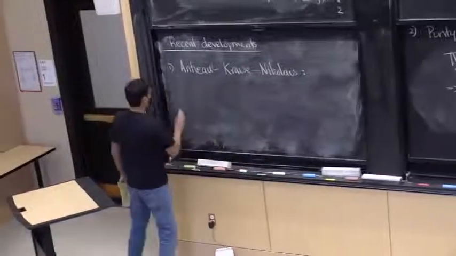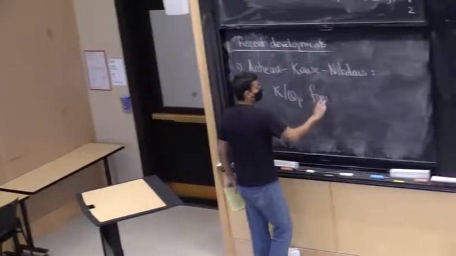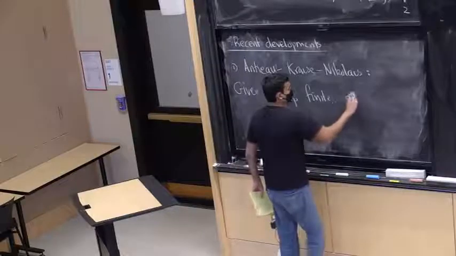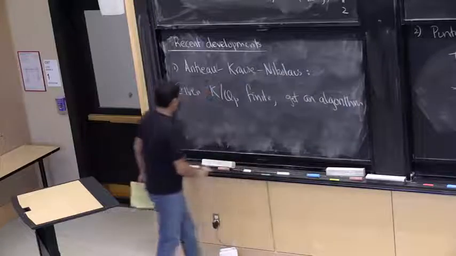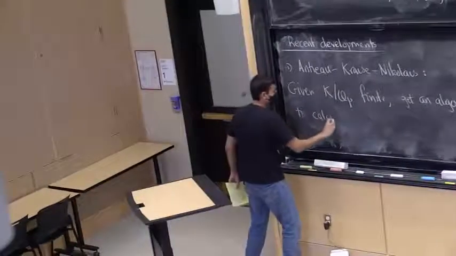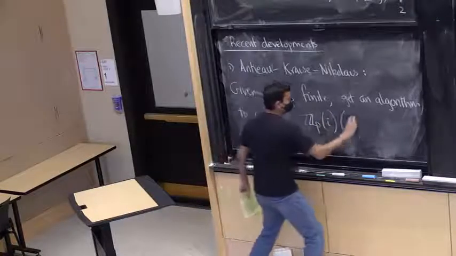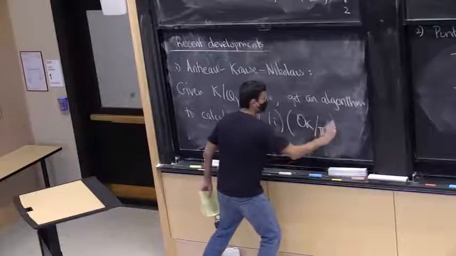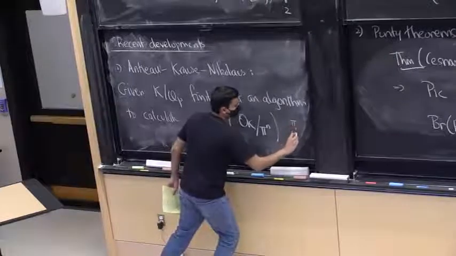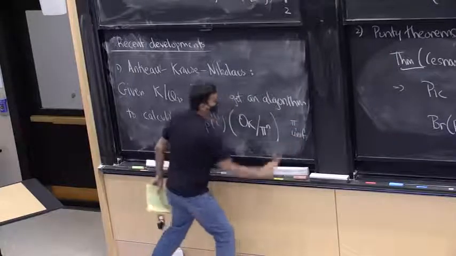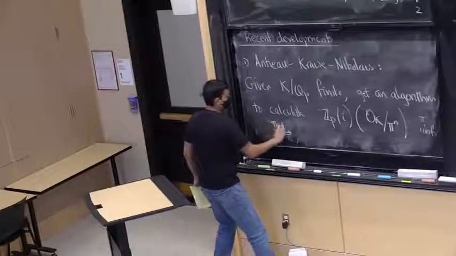So more precisely, given any finite extension of a p-adic field, you get an algorithm to calculate these syntomic complexes, Zp(i), of truncations of O_K by powers of its uniformizer. And then by Theorem A, this gives you an algorithm to calculate K-theory.